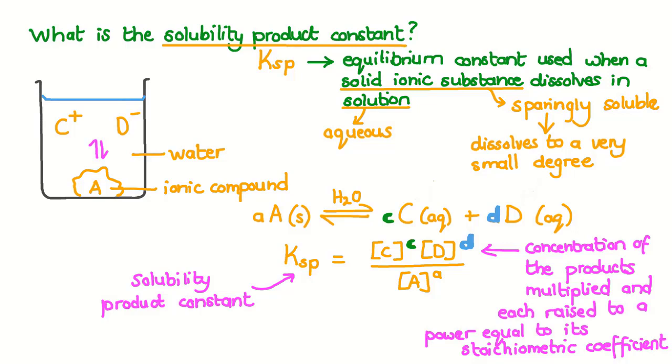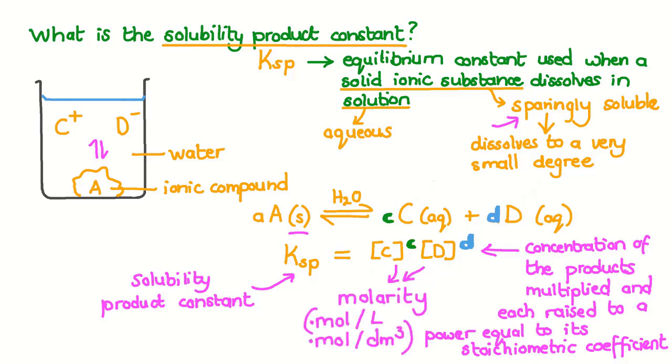Now, because the starting substance is a solid, and because these solids are sparingly soluble, we can eliminate the denominator. Solids do not affect the equation. Their concentrations remain essentially constant, so we can remove them from the KSP expression. The concentrations of the products are used in molarity units, moles per liter, which is the same as moles per dm cubed. Just as with other equilibrium constants, KSP is dependent on temperature. This is because temperature affects how much solute dissolves.